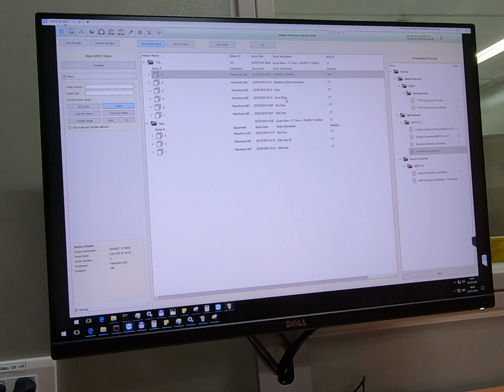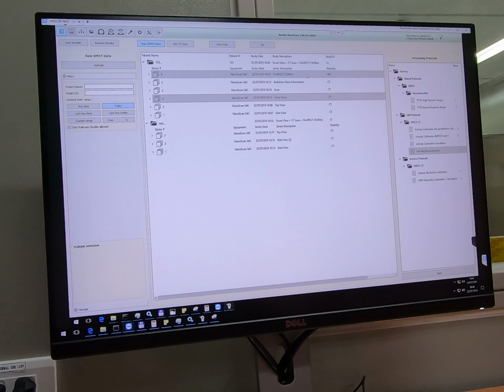So we have to select the raw SPECT data and, with Control, select the scan slices. Okay, and once more, why do we select both the raw SPECT data and the reconstructed CT? So what is the reason we need the reconstructed CT?